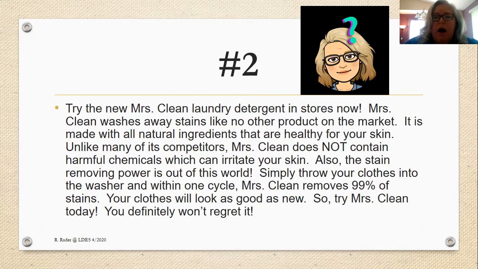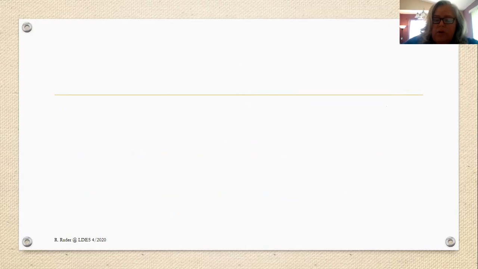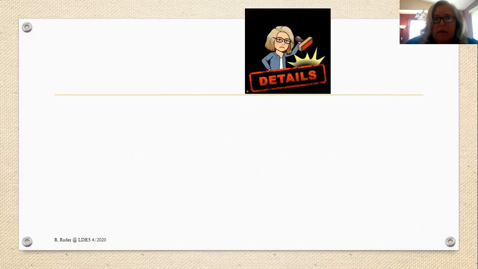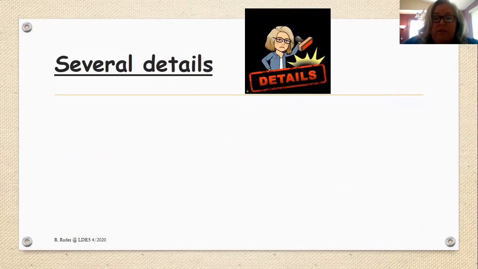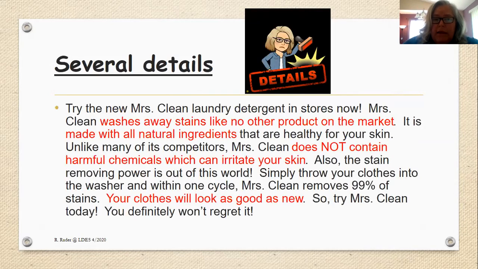Okay, which way is this author trying to get you to believe that you need to use Mrs. Clean? That's right. They are providing several details. And look at my evidence. It's in red. It washes away stains like no other product on the market. That's detail number 1. It's made of all natural ingredients. Detail number 2, does not contain harmful chemicals which can irritate your skin. Detail number 3, and your clothes will look as good as new. That's 4 details in the paragraph. So yes, that is the way the author is showing you that, is by giving you several details.